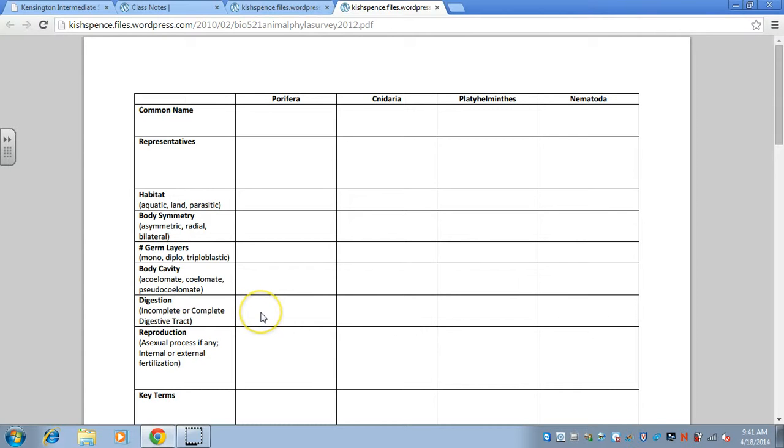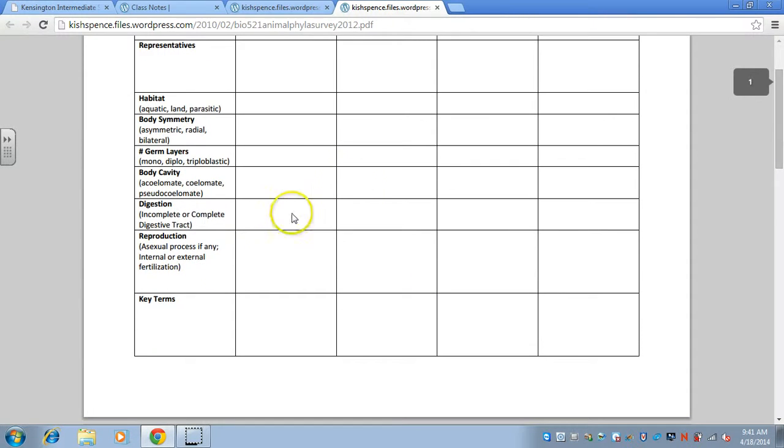Digestion, they have an incomplete tract. Basically, they are filter feeders. Okay, the water is drawn in through a current that goes in the collar cells. They don't even have a mouth. So they definitely don't have a mouth or anus. Reproduction, they reproduce using external fertilization, so they release their eggs and sperm, but they can also reproduce asexually by budding.